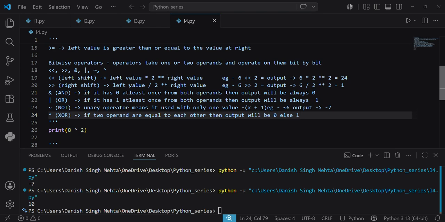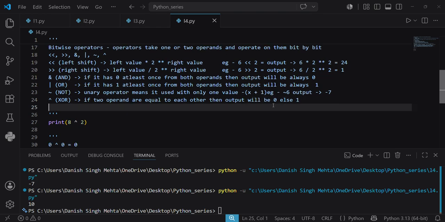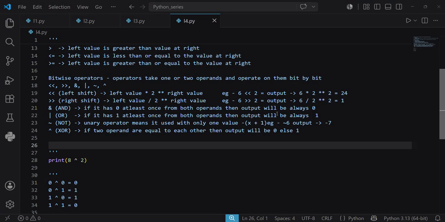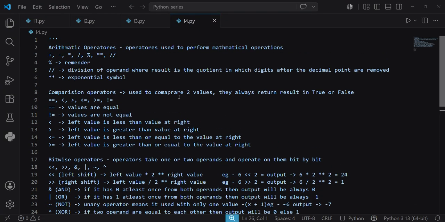So these are all the bitwise operators that work on bits. These are the operators we have covered today.